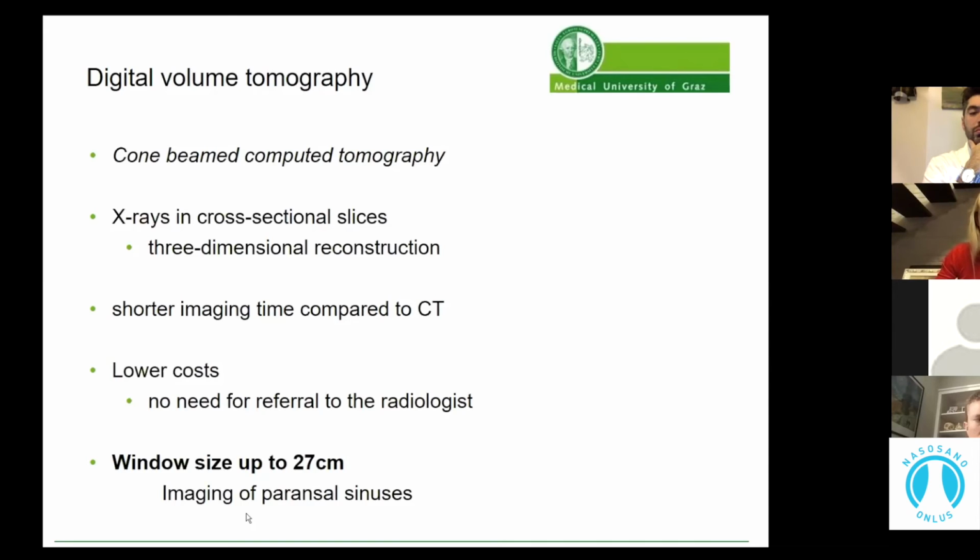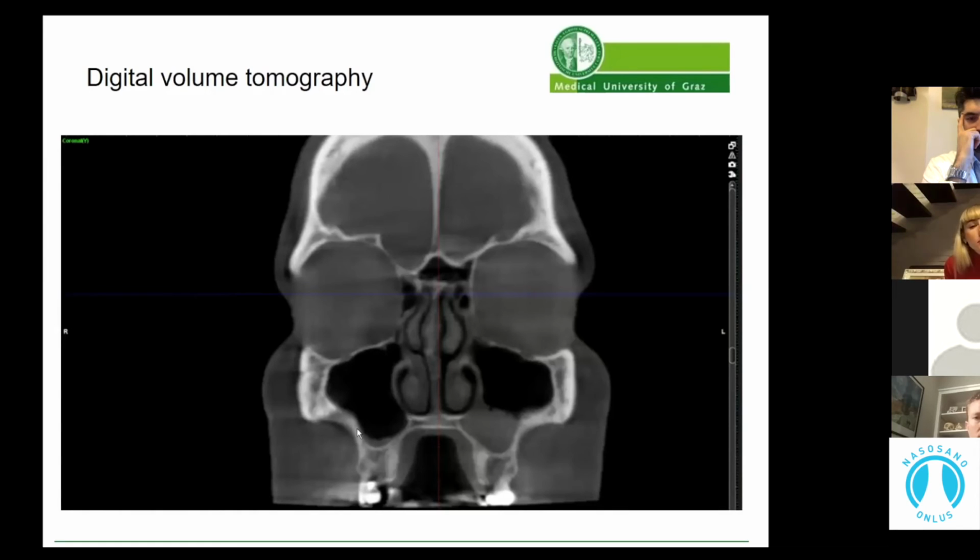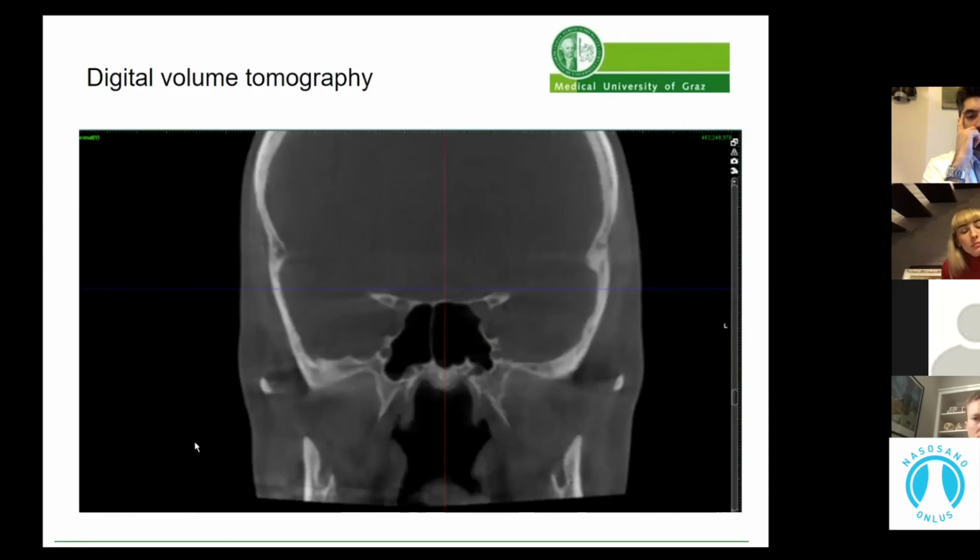With older devices, we could only use it for the maxillary sinus, and so it was preferred by the dentists, but not by the ENTs. So with the new devices, we really do have nice quality of our pictures, as you can see here. So this is something which we can use nicely, and I think we will use it more and more in the future. You can also use it with your navigation system.